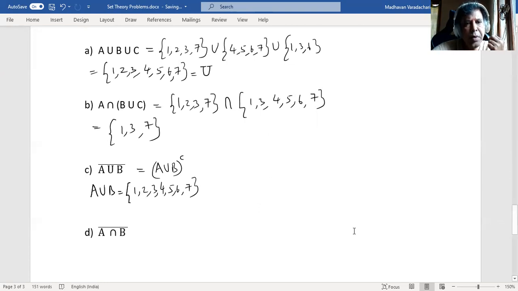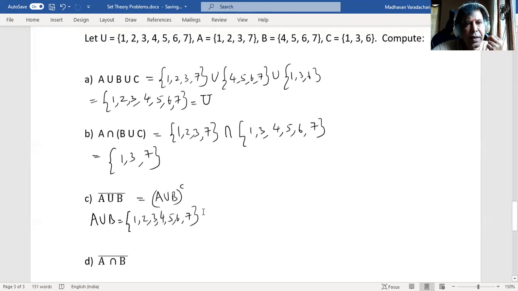Now complement means elements which do not belong to this A union B, but it should belong to the universal set. We may compare this set with the universal set and identify any elements which belong to universal set but do not belong to A union B, which is actually null set. Because every element which is there in A union B is already there in universal set. So A union B, the complement is null set.